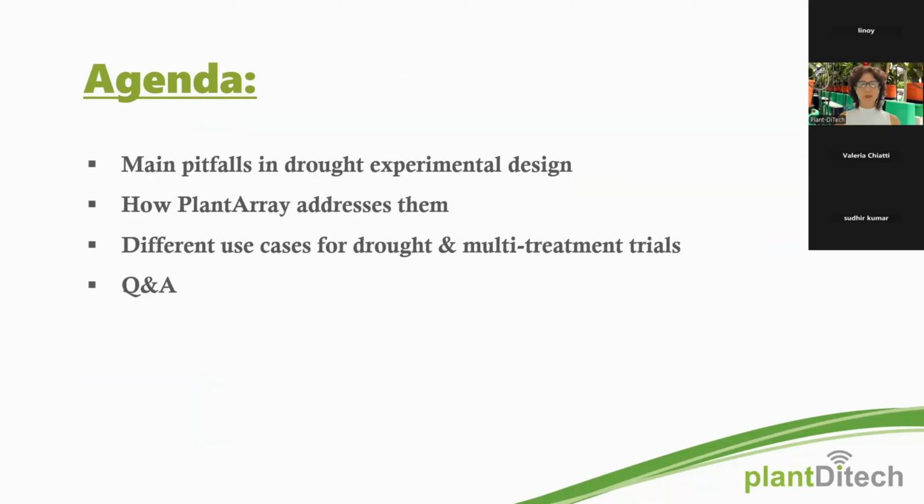The agenda for this talk is to discuss the main pitfalls in drought experimental design, which were covered in the editorial from the Journal of Experimental Botany, and how PlantArray addresses these pitfalls. We will also share different use cases for drought and multi-treatment trials that were done by our customers on the system. At the end, we will have time for Q&A, so I invite you to write your questions in the chat during my talk, and I will address them at the end of the session.